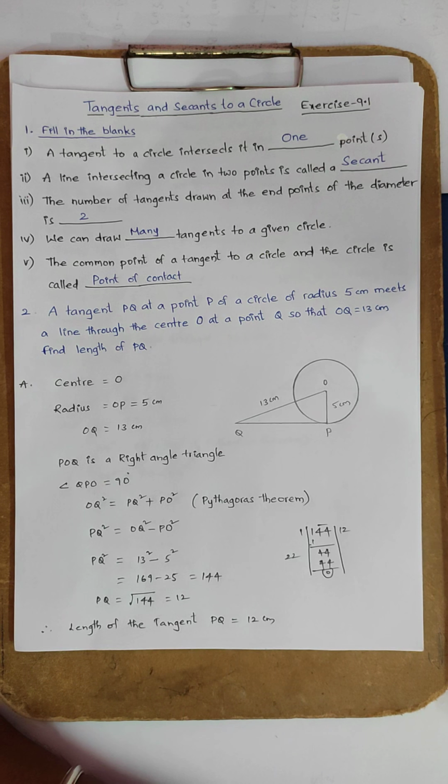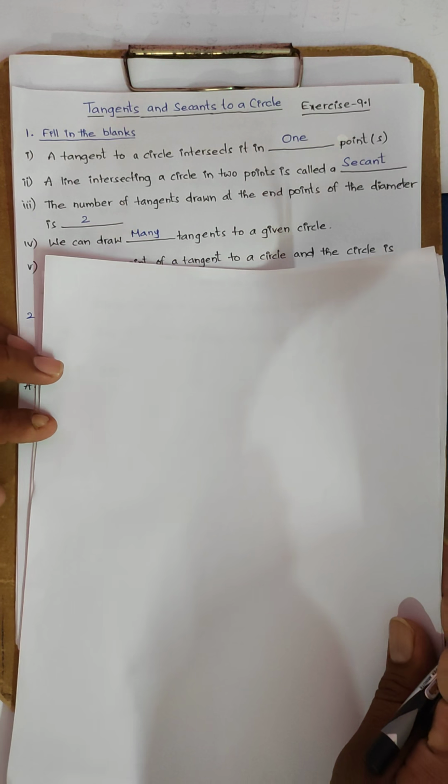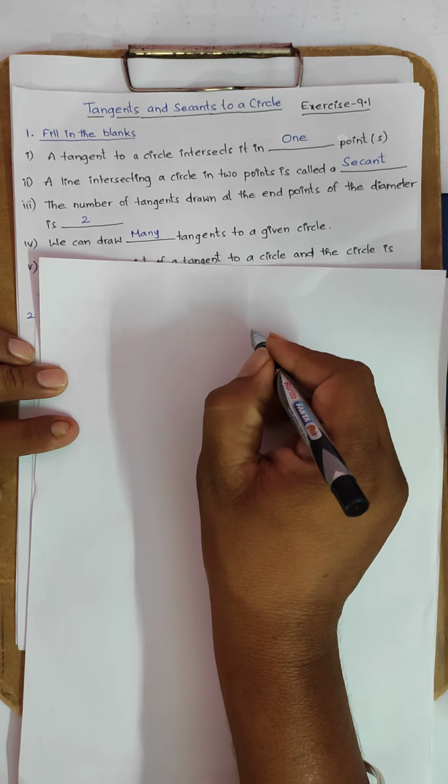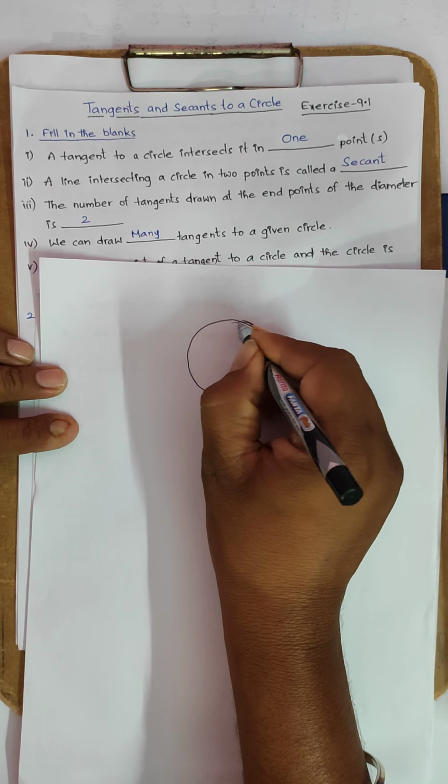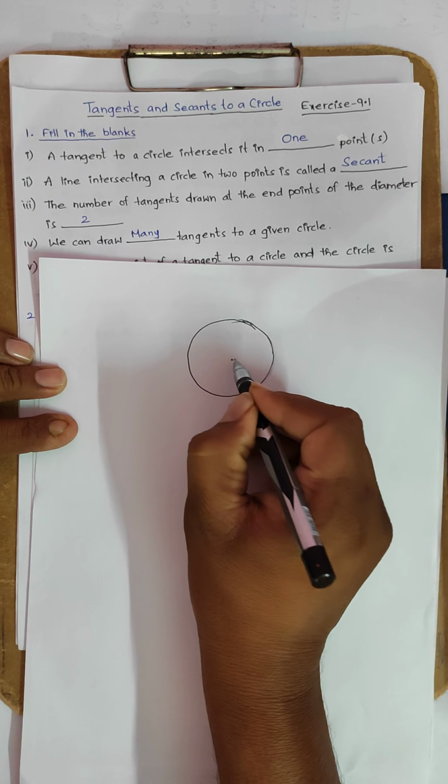Hi everyone, today our topic is tangents and secants to a circle. In the previous section, we learned about tangents and secants to a circle. One more time, recall. This is a circle with the center O.